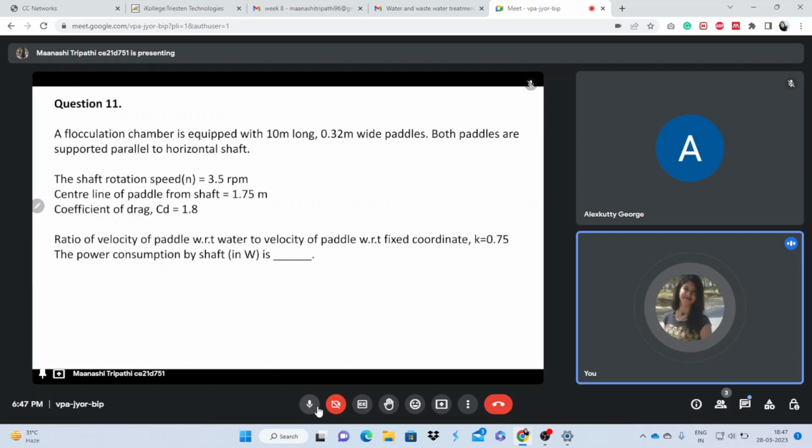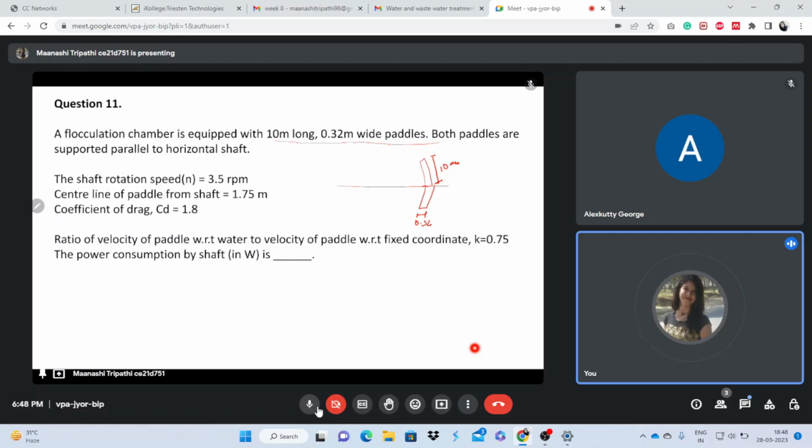So this is the last question. A flocculation chamber is equipped with 100-meter long, 0.32 meter wide paddles. Both paddles are supported parallel to a horizontal shaft. And the horizontal shaft is there. We know the paddles are there, we know the width 0.32, and we know how long they are. And both are supported by the horizontal shaft.